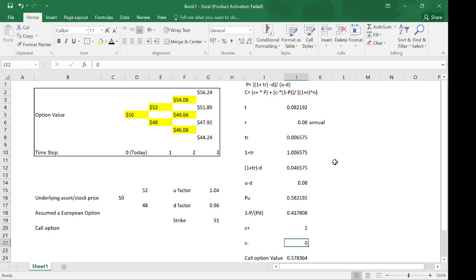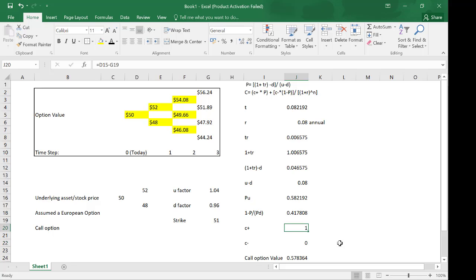Now, if the stock price had moved down to 48, would we be exercising the call option? No, right? Because the call option gives us the right to buy the stock at 51. Why would you want to buy the stock at 51 when the stock is already at 48? Doesn't make sense, right? So the call option in this case is going to be worthless. So C minus payoff is going to be 0. C plus payoff is going to be 1.